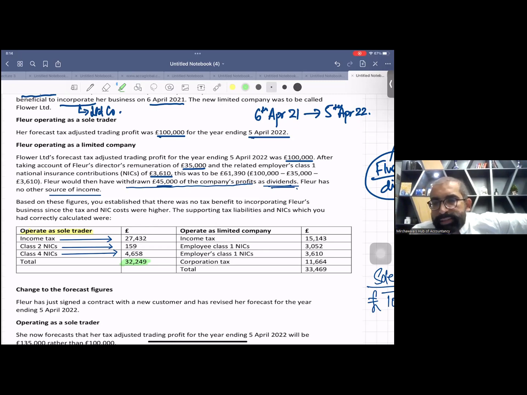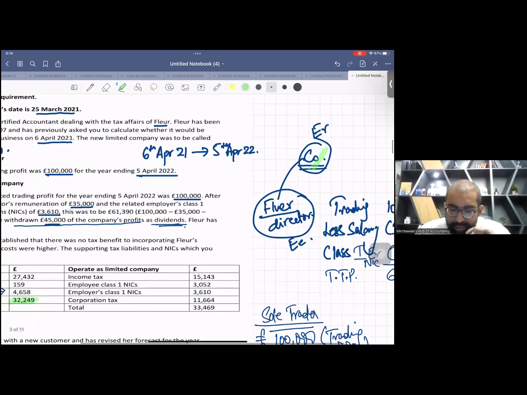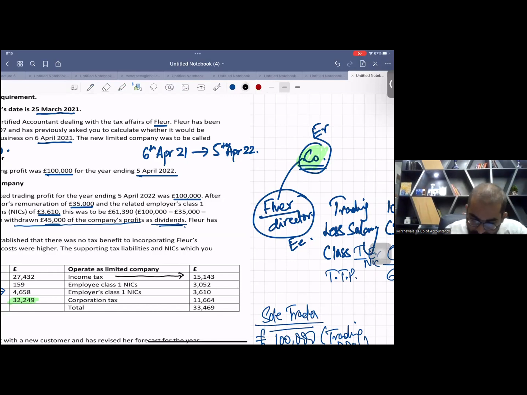Okay. Now, what is the second scenario? In the second scenario, when this guy incorporated the company, look here. In that case, he is withdrawing salary as well as dividend. Salary means employment income and dividend itself is dividend income. So as an individual, Fleur has to pay income tax first. This is the income tax on the second scenario.